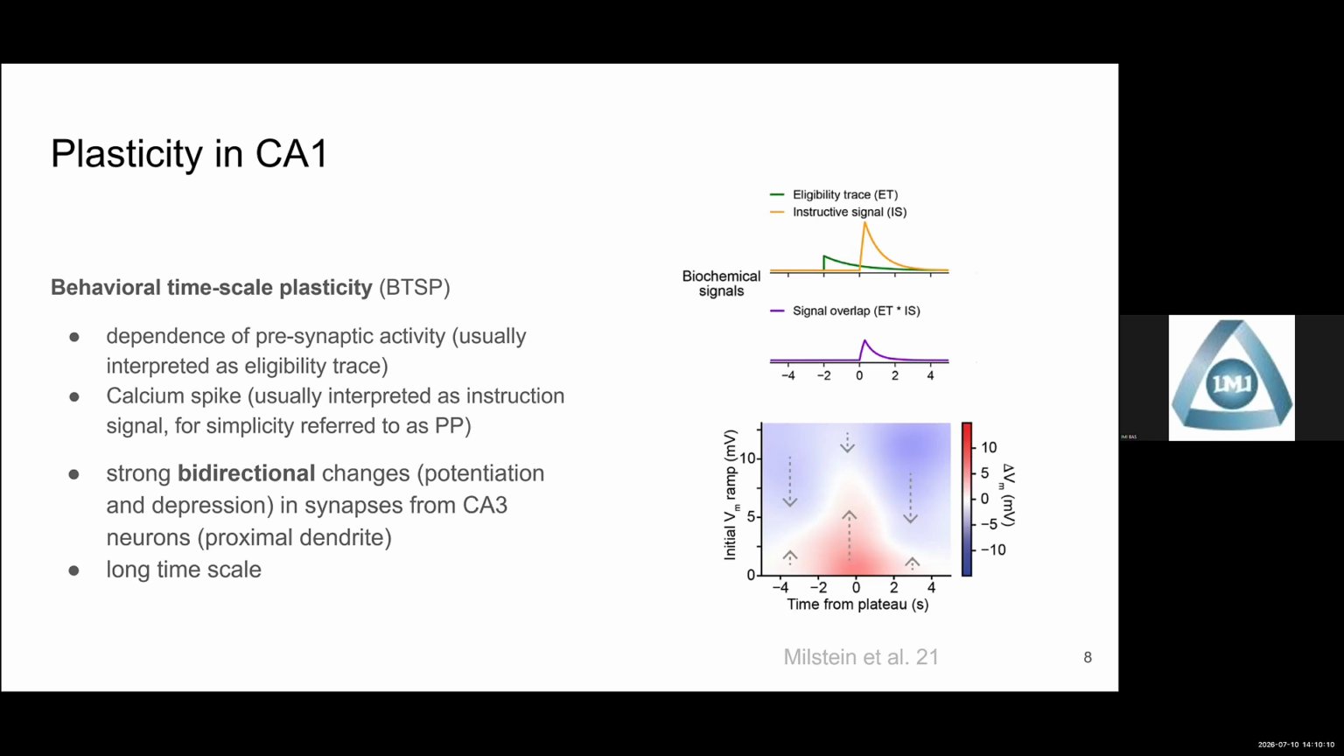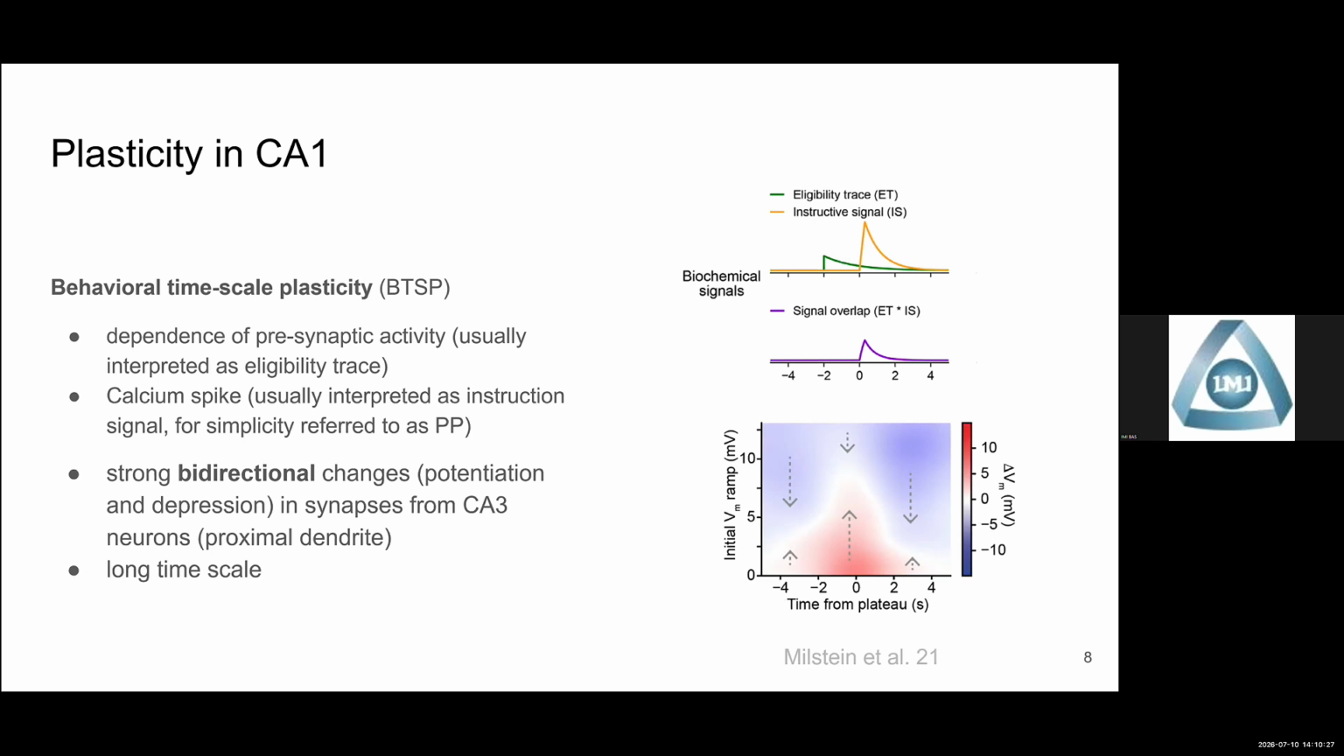Because CA3 neurons, the input neurons, are bursty. So you don't only get one input, but you get many. And so you have a pileup of... Yes, yeah. Okay.